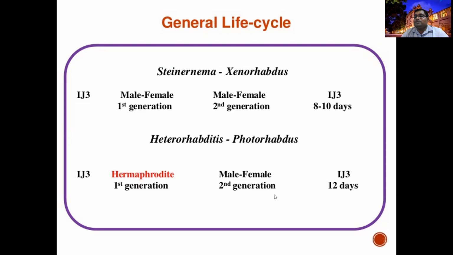Second generation, you can expect male and female. It completes a life cycle in 12 days. That's what the Heterorhabditis hermaphrodite does. This is gonochorism, or amphimictic.